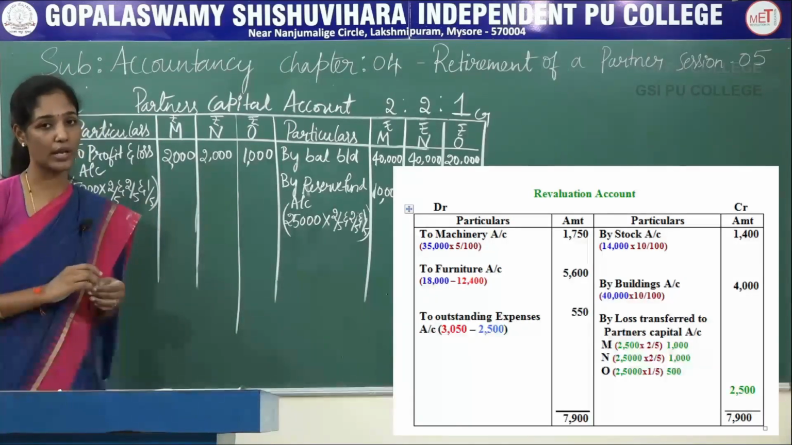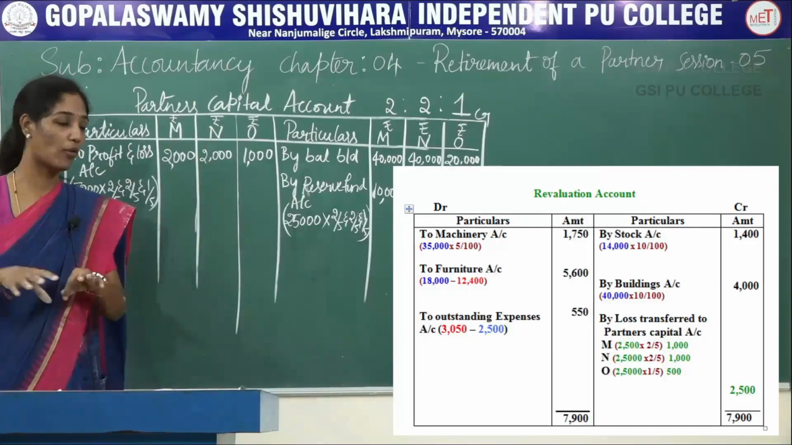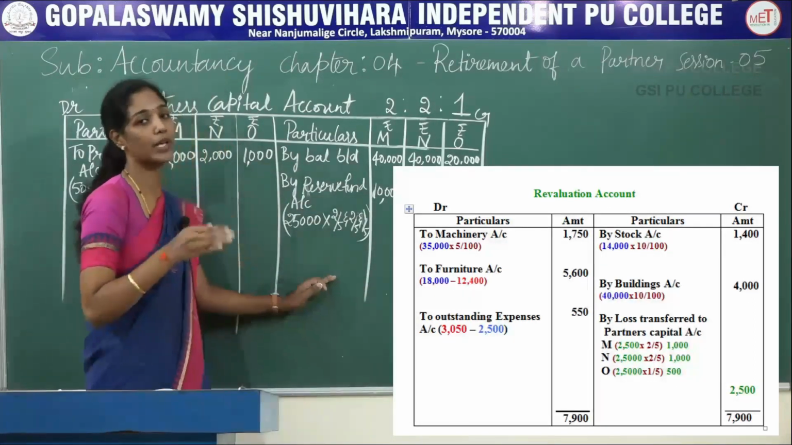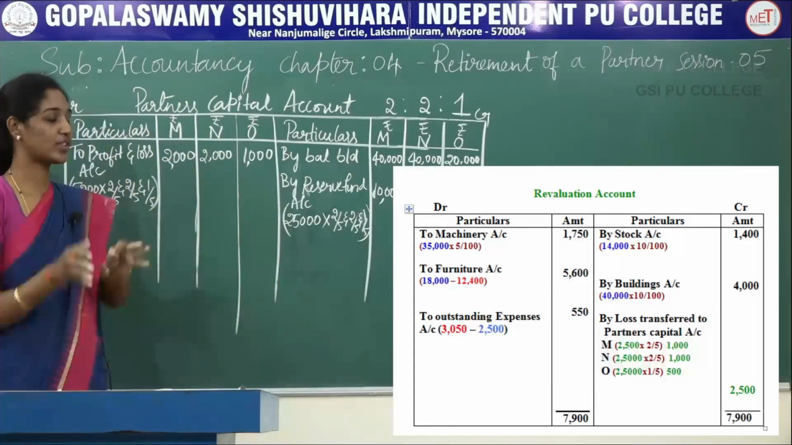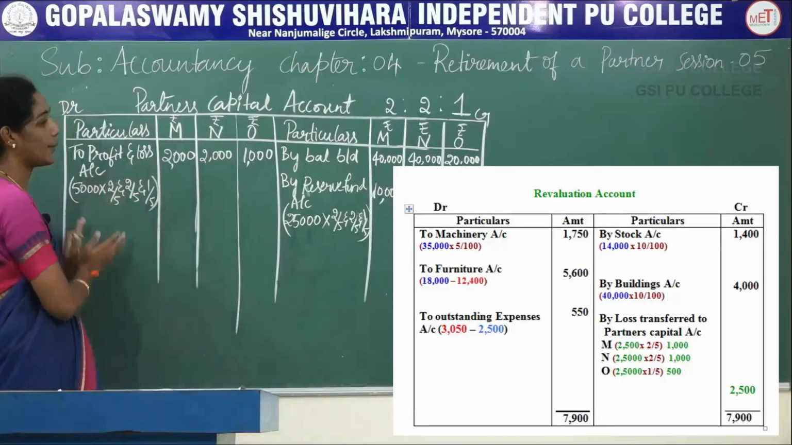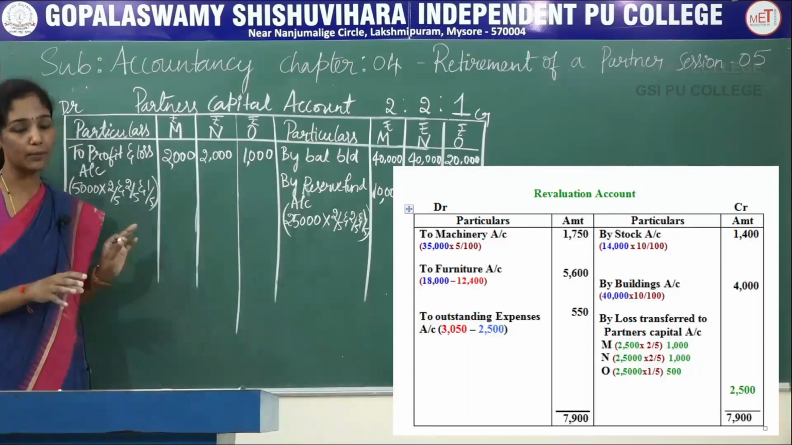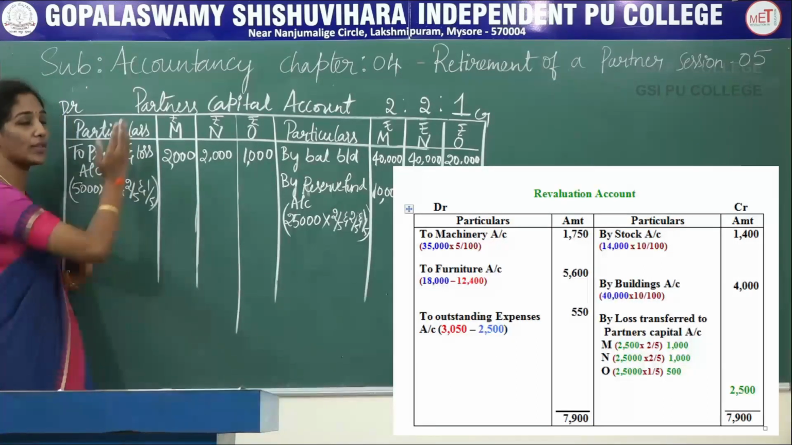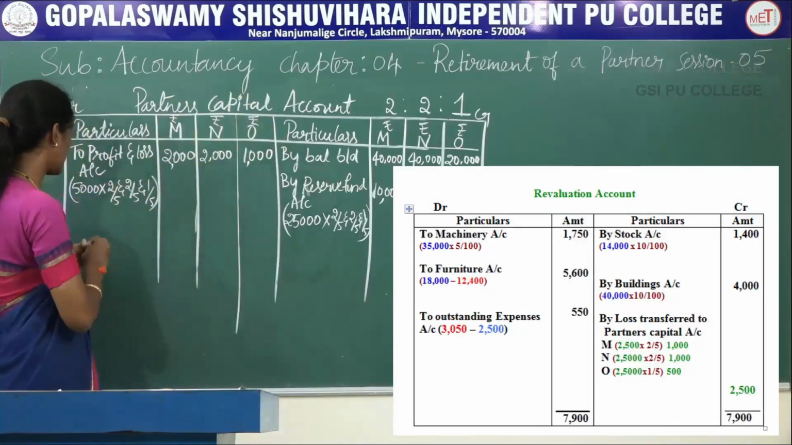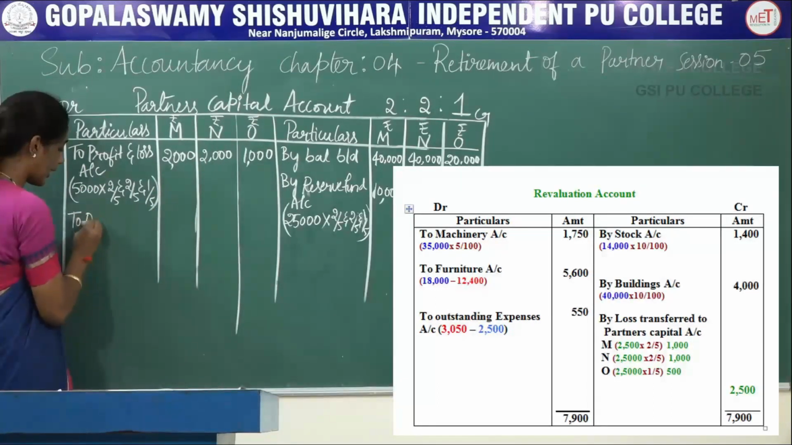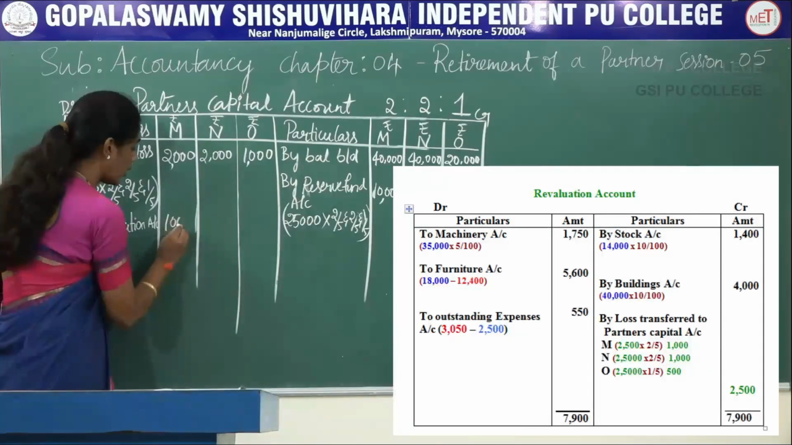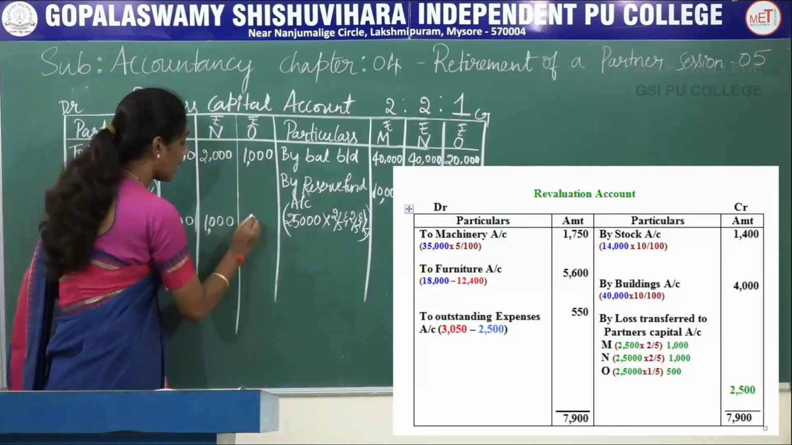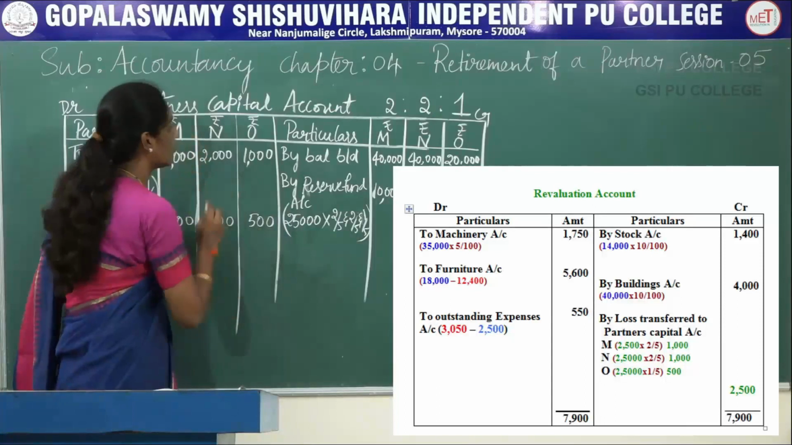Here in your revaluation account, if there is a profit, that should be recorded on the credit side. If there is any loss, it is distributed among the partners, and those transactions should be recorded on the debit side. So in your present problem there is a loss, so it should be recorded on the debit side of the partners' capital accounts as revaluation account loss: 1,000 for M, 1,000 for N, and 500 for O.